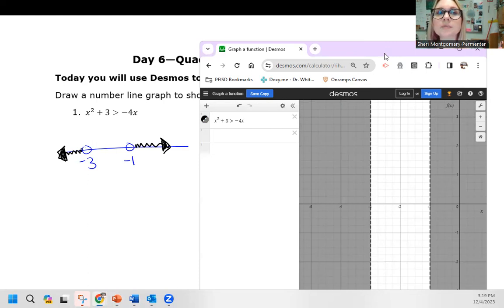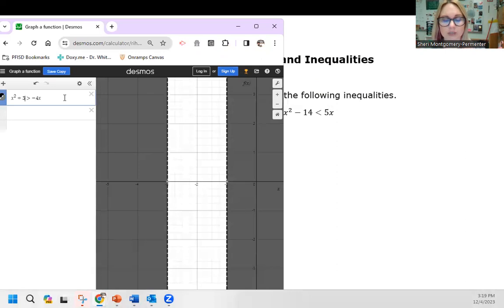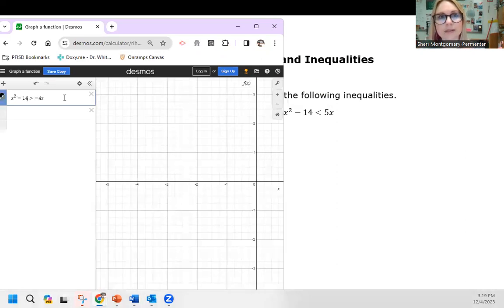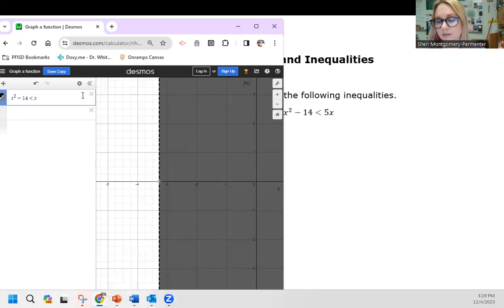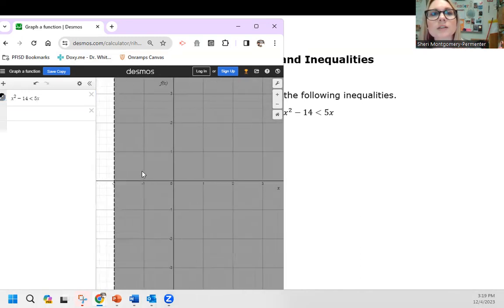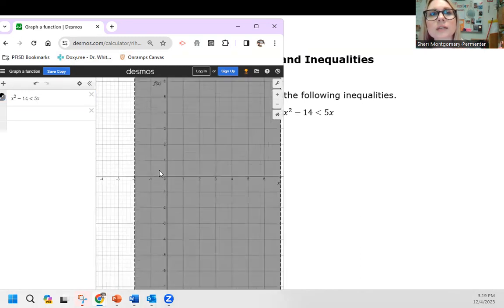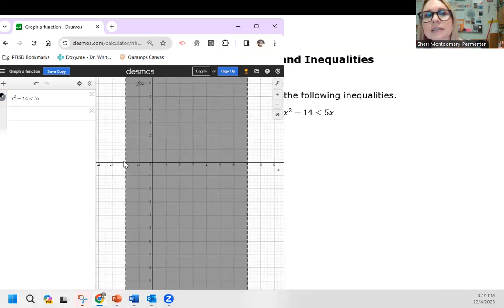So I'm going to do the same thing with this problem, where I type in exactly what I see. For this one, all I have to do is change this to a minus 14. I'm not going to type it all in again. Minus 14. The sign is going to change to a less than, and then it's a 5x. I didn't type it all back in, just the things that changed. You can move these over and scroll in and out. Okay, now I found it.